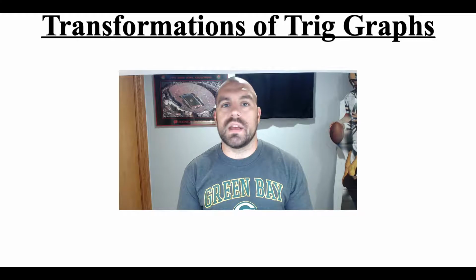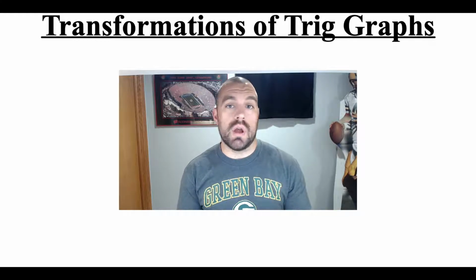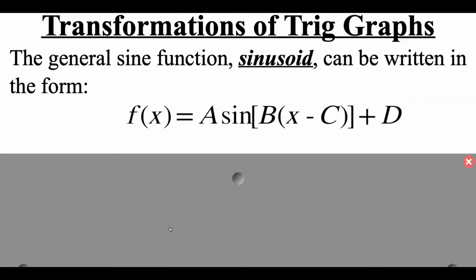In this video, we're going to take a look at transformations of trig graphs. So a general sine function, also called a sinusoid, can be written in the form f of x equals a times the sine of b times x minus c plus d, and each one of those values, a, b, c, and d, affect the picture of your graph and your function in a different way.